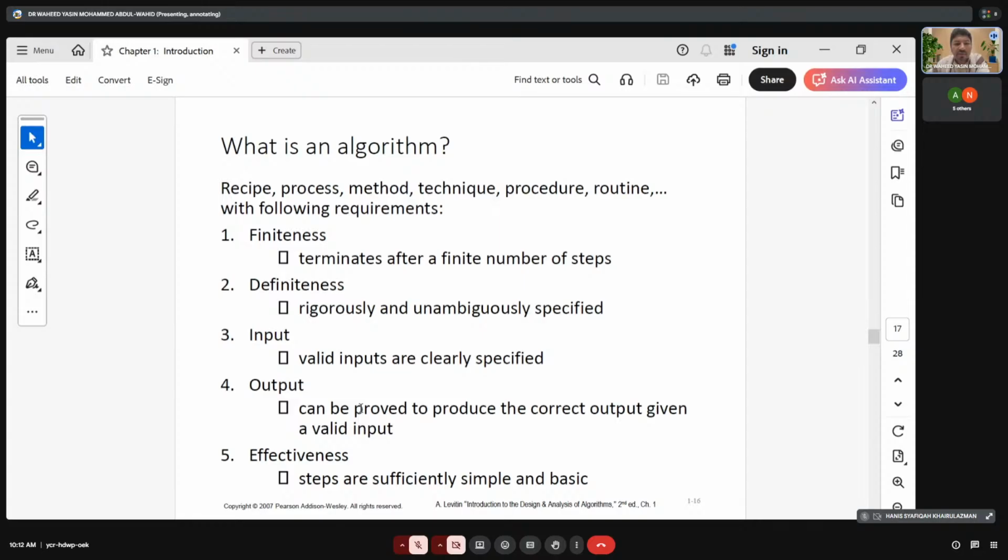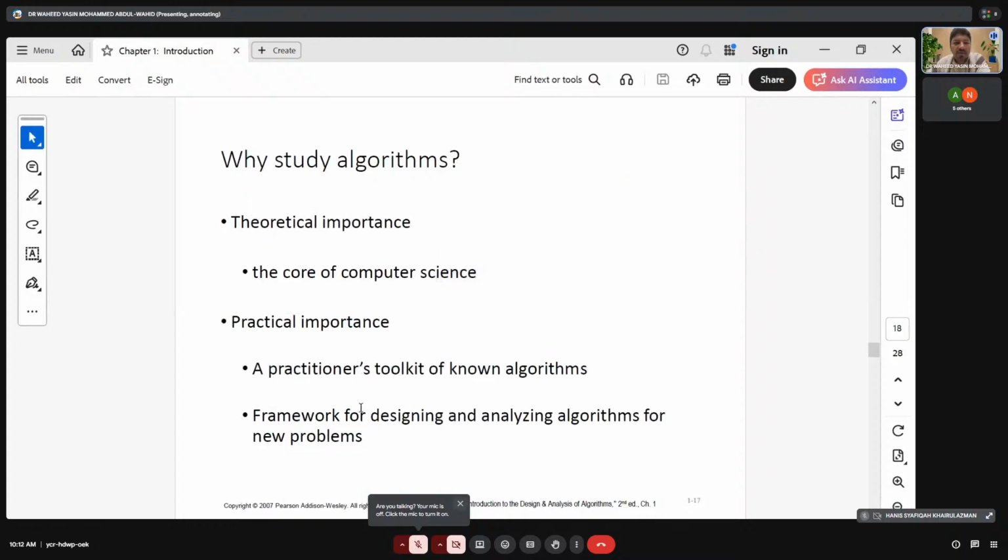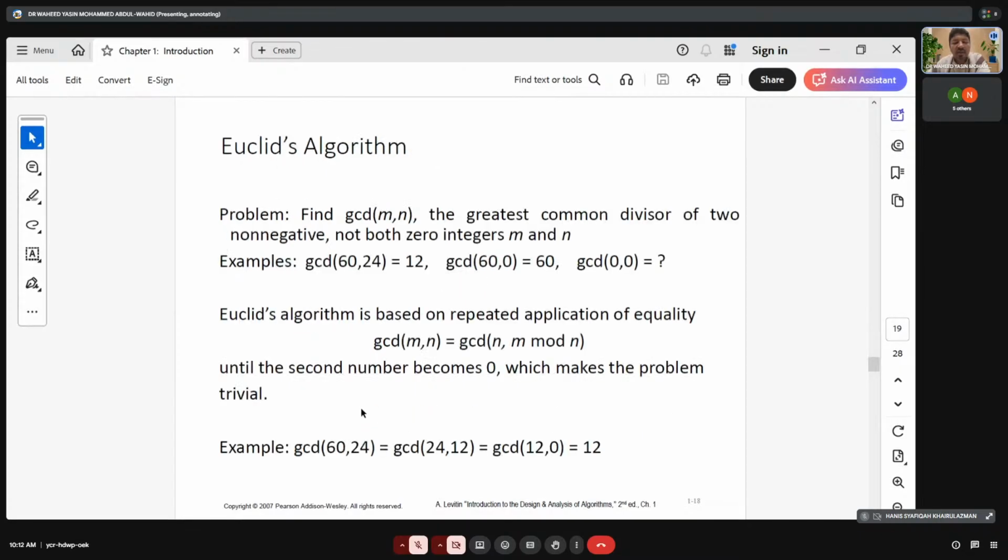Here, definition of algorithms. When we try to define the algorithm, we should go to finiteness, input, output, effectiveness. So why do we study algorithms? Because this is the core of computer science. So Euclid's algorithm. Here we have an example of a problem.